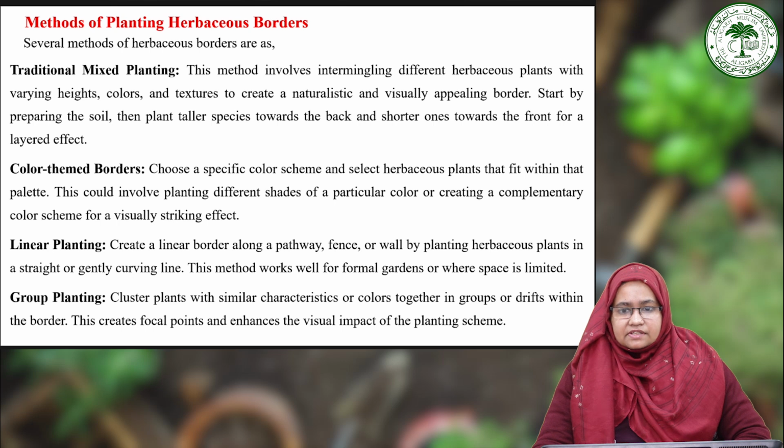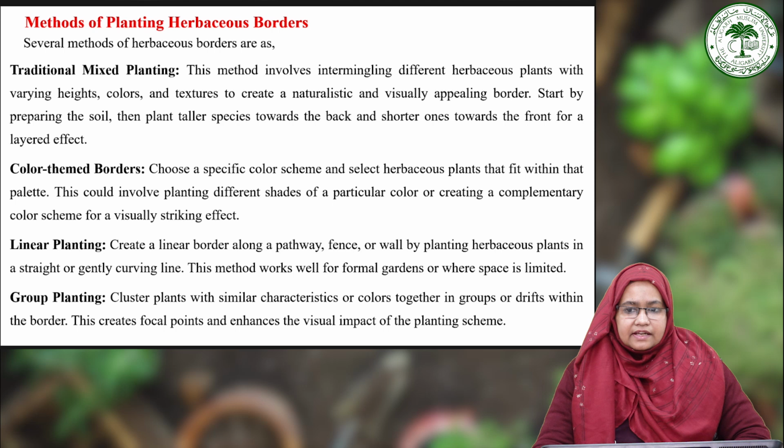The next type is the colored theme border. Gardeners can select a specific color scheme and choose herbaceous plants that fit within that palette. This may involve planting various shades of a particular color or creating a complementary color scheme to achieve a visually striking effect.